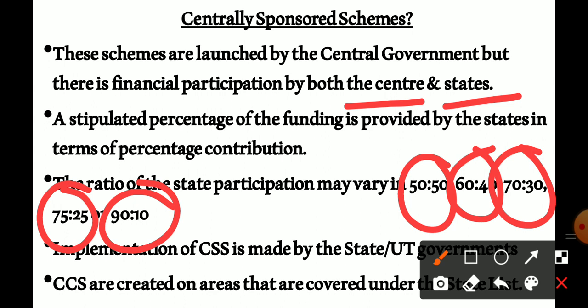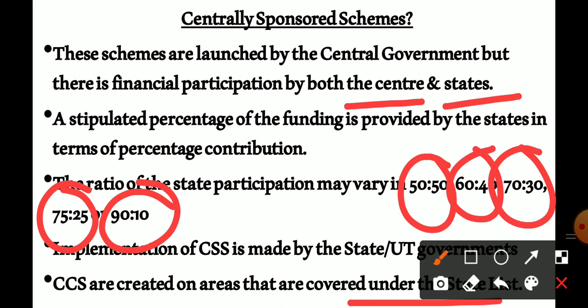Centrally sponsored schemes are mainly formulated on the subjects of the state list. That's why the implementation part of such a type of scheme falls on the state government's ambit. So this is a basic difference between the central sector scheme and the centrally sponsored scheme.